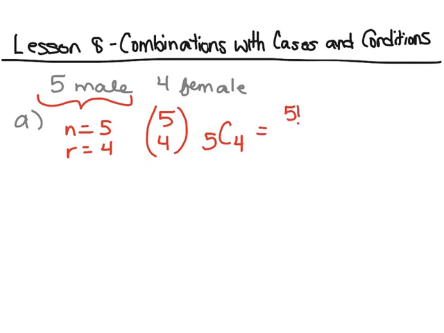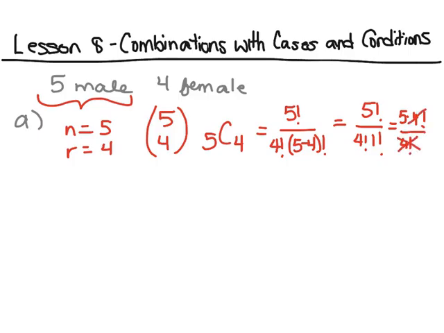which is the same as 5 factorial divided by 4 factorial times (5 minus 4) factorial. This is a 1, so 5 factorial divided by 4 factorial times 1 factorial. This is the same as 5 times 4 factorial divided by 4 factorial. These cancel, so there are 5 possible teams that she has to choose from.